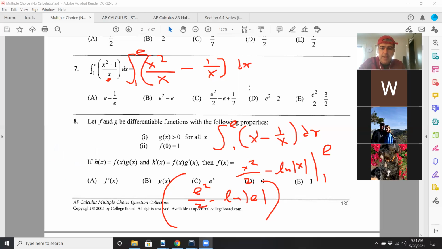Anyway, minus, then you plug 1 in, which is 1/2 minus natural log of 1. Natural log of 1 is 0. And actually, I didn't really need the absolute value around e anyway because e is positive. So you have e squared over 2 minus 1, because natural log of e is 1, and then minus 1/2. And negative 1 minus a half is negative 3/2. That's why it's e.